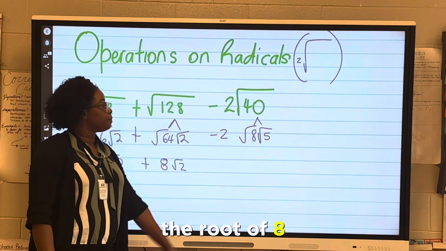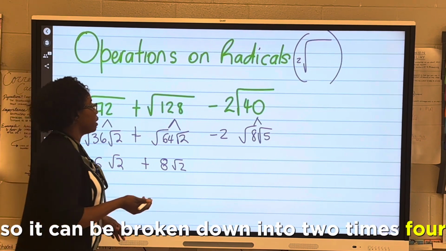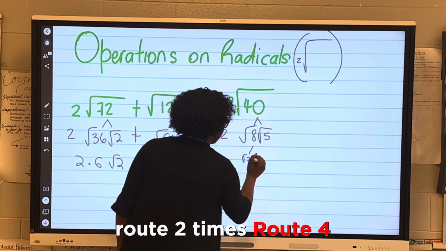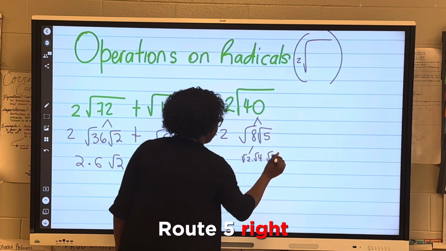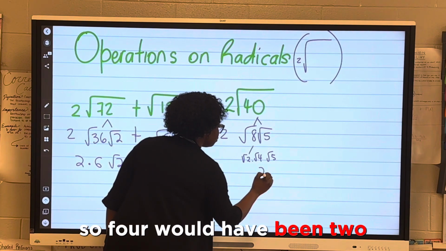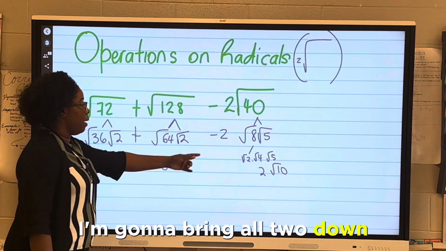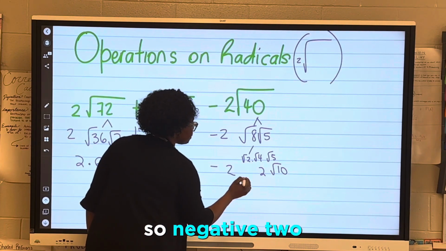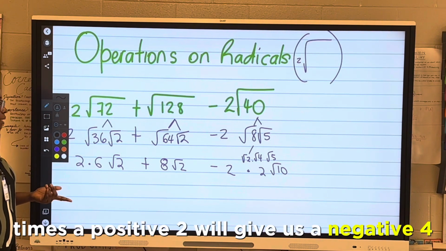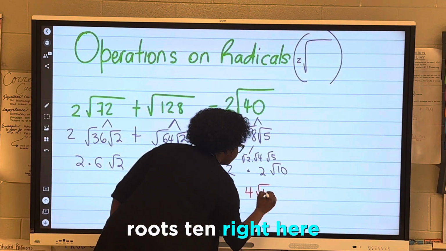The root of 8: 8 can be broken down into 2 times 4. So root 8 is root 2 times root 4, times root 5. Root 4 is 2, and 2 times 5 is 10, so we have root 10 right here. And we're going to bring our negative 2 down. Negative 2 times positive 2 will give us negative 4. So negative 4 root 10.